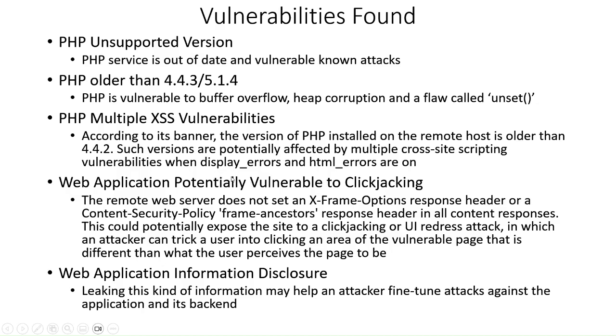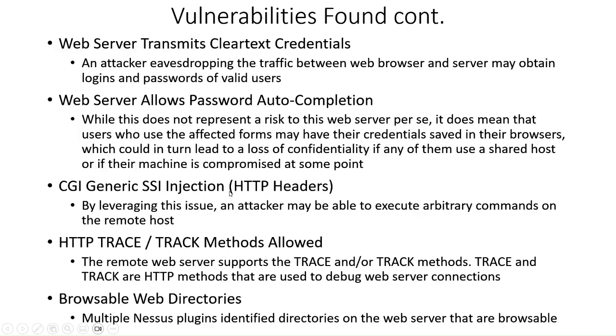These are some of the vulnerabilities found. I only list 10 on here of some of the vulnerabilities found and what they're dangerous for. And I'll let you read here. But clickjacking was definitely one of them. Information disclosure was one that kept popping up. Unsupported, older versions of PHP, which were vulnerable to an unset flaw. The web server transmits clear text credentials, and password autocompletion. That's not necessarily a bad thing unless somebody already has access to the actual computer.